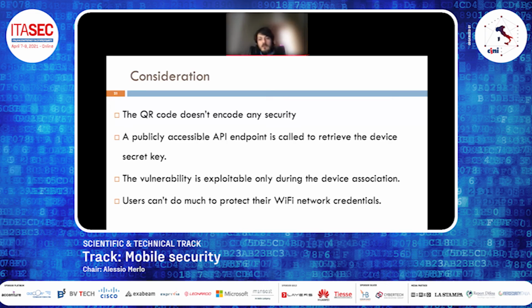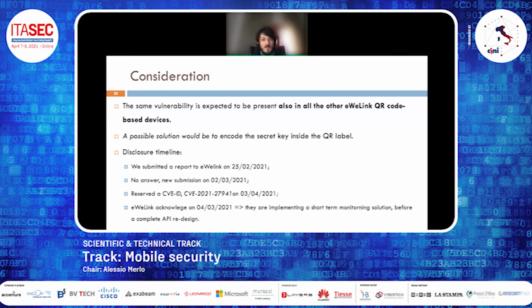And users cannot do much to protect their Wi-Fi network credentials while using this pairing mechanism, because there is no fallback pairing mechanism. Also, the same vulnerability is expected to be present in other EULink code-based devices. A solution could be to encode the secret key directly inside the QR label, but there is still the problem of what would happen if the sticker is lost.